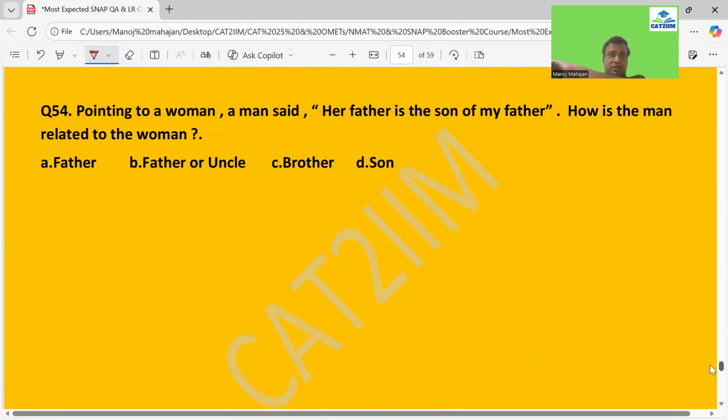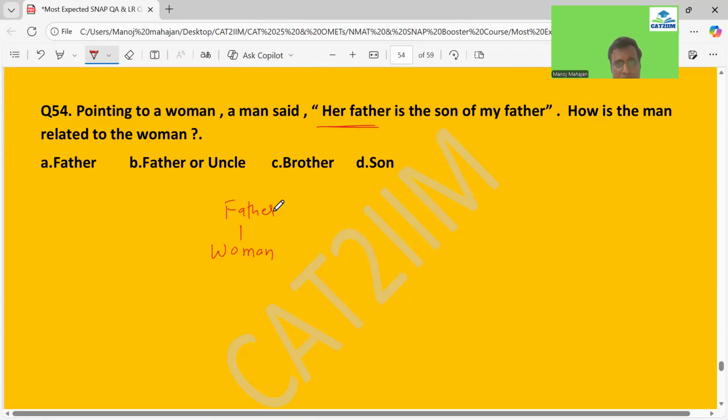Okay, such a question, yes, you can expect, and just try yourself first, and maybe you would be surprised that you got it incorrect, right? So, pointing to a woman. Just make the generation tree whenever you're solving such a question. So, pointing to a woman, a man said her father, right? Okay, so this is the woman's father we are talking about. Her father is the son of my father, right?